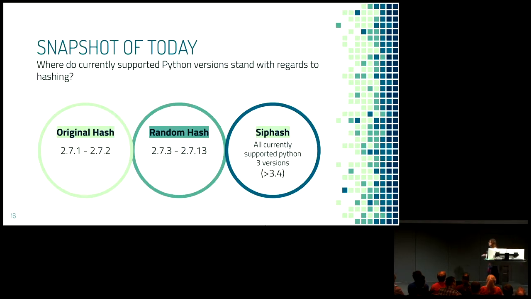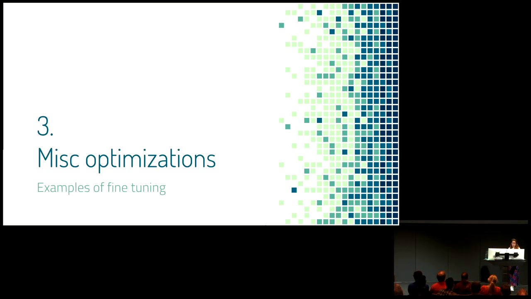So what's the state of the supported Python versions today? If you're using a supported version, where are you? 2.7 still uses the original and randomized, so version 1 and 2, but all currently supported Python 3 versions use SipHash. And until something better comes out, this is going to be what we will be using.